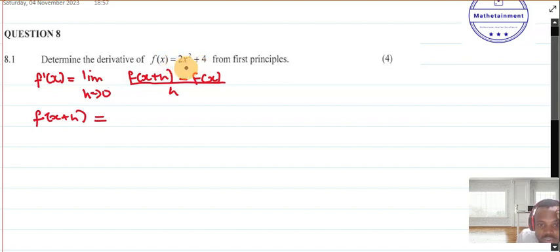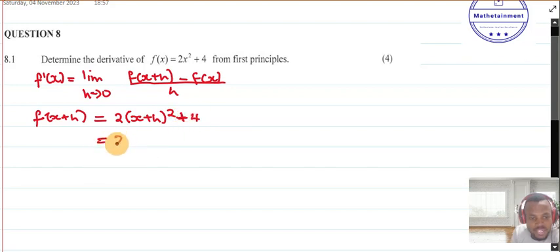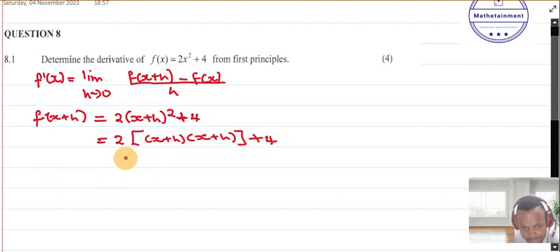F at x is equal to 2x squared plus 4. But the difference is when I see x, I will plug x plus h. So here it will be 2. Instead of x, I plug x plus h. You square it plus 4. Okay? This can be written as, you can open a square bracket, all right, x plus h plus 4.